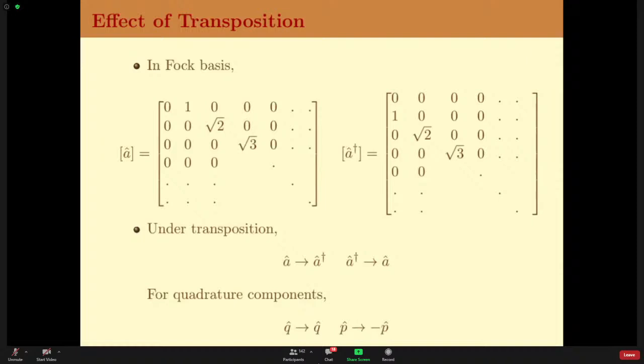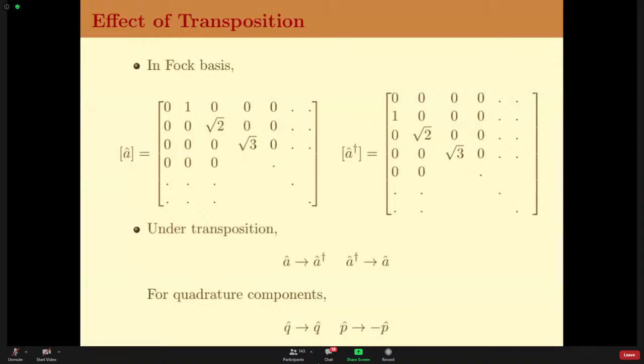So for that, I have written the creation and annihilation operators in matrix form in the Fock basis. We can verify that the transpose of this matrix is equal to this matrix, and similarly, the transpose of this matrix is equal to this matrix. So from this, we can say that under transposition, the annihilation operator is transformed into creation, and the creation operator is transformed into annihilation. And these quadrature operators are related to the creation and annihilation operators. So from that relation, we can find that the Q operator remains unchanged, whereas the P operator undergoes a sign change.